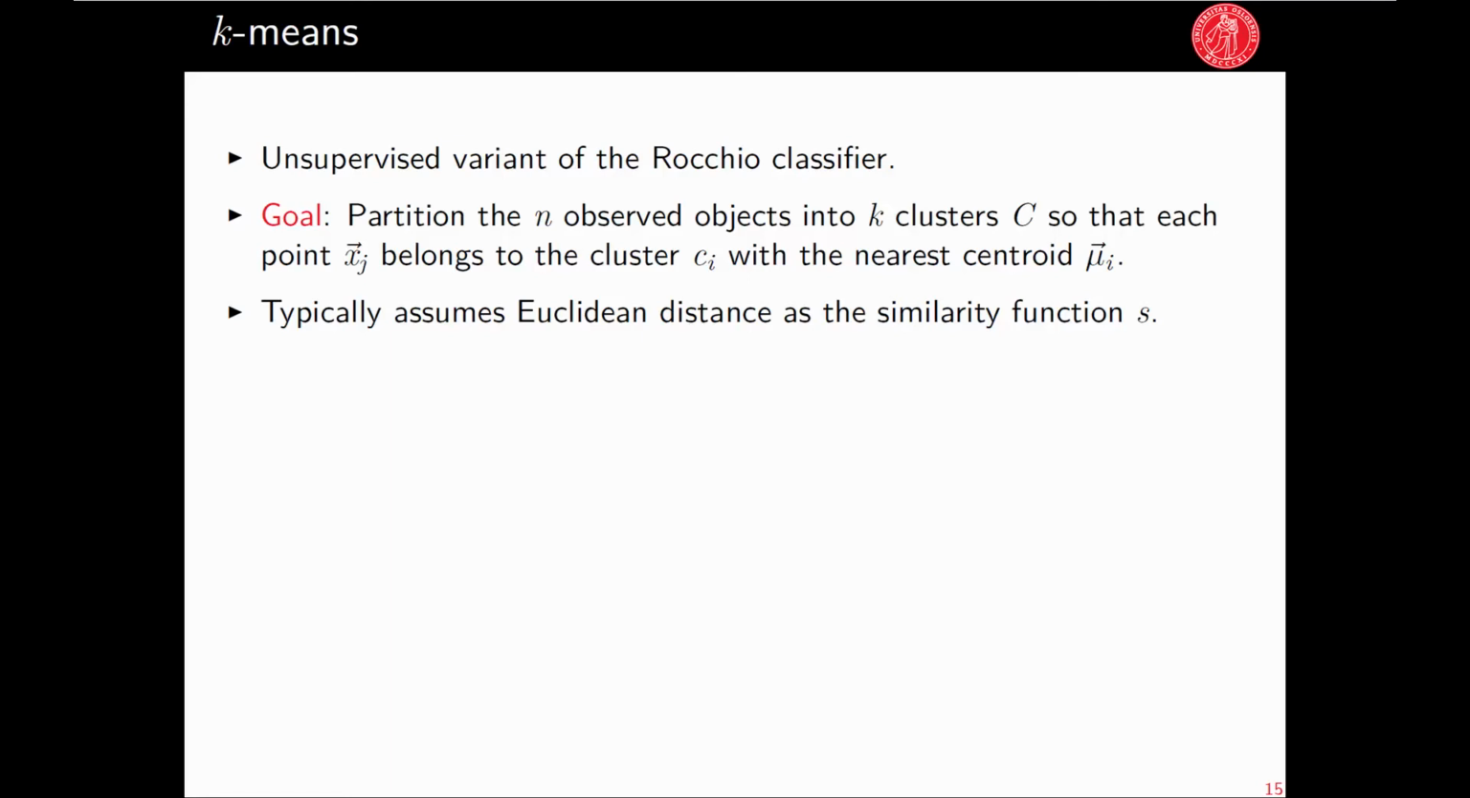So I mean, that's very similar to how we define Rocchio classification, right? But the main difference, obviously, is that with the Rocchio classifier, the centroids are given. Not directly, but they're given in terms of the labeled training data. This time, the centroids are not given. We need to ourselves find the best centroids to represent these k clusters.